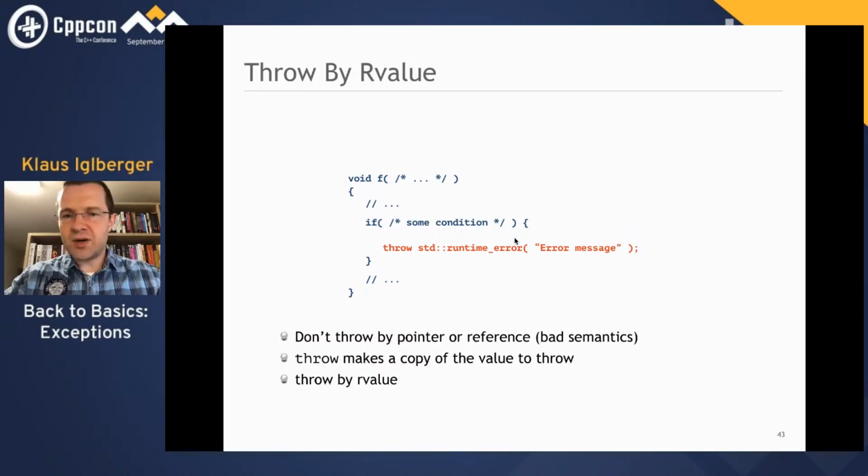Throw std::runtime_error. So I do not throw something that has a name. I do throw something that does not have a name. That would be an rvalue. And that, of course, enables the compiler to deal with this a little more efficiently. Although, as we've seen before, the performance of throw might be so bad that you do not really benefit from this particular optimization. But still, it's reasonable advice.